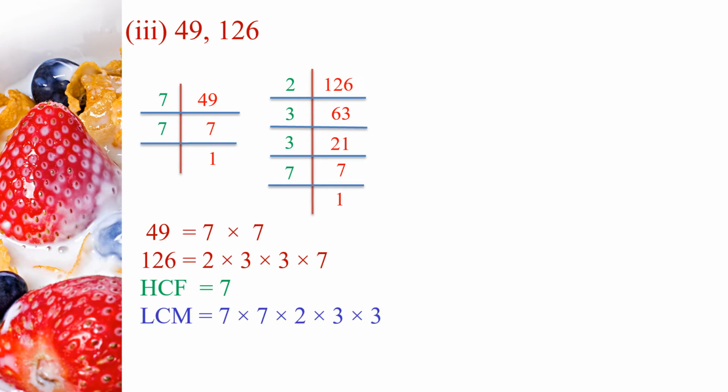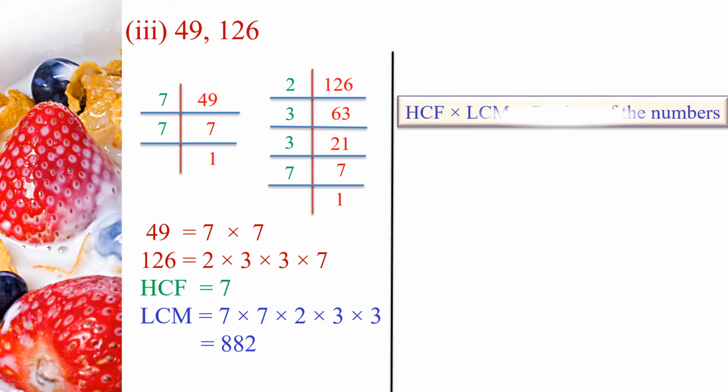Now we want to find the LCM, so multiply all the factors, that is 7 multiplied with 7, 2 multiplied with 3 multiplied with 3. We will get 882. Now we want to verify HCF multiplied with LCM equal to product of the numbers. That means we know that HCF 7 and LCM 882.